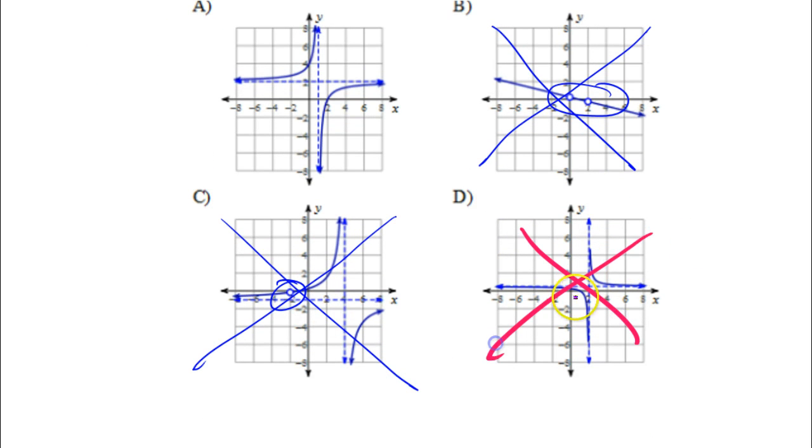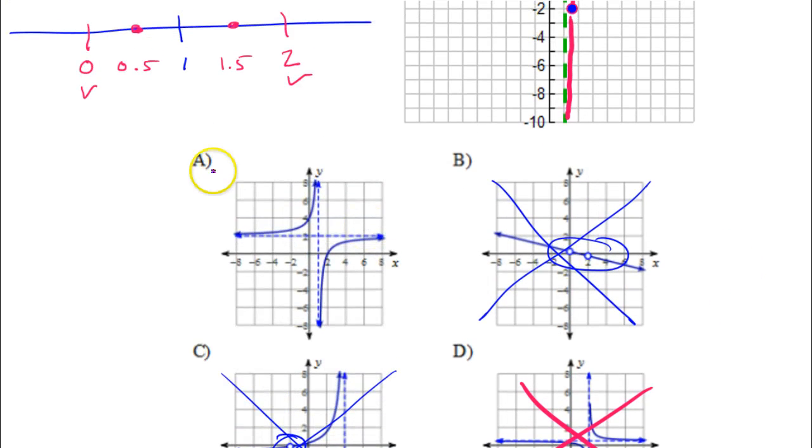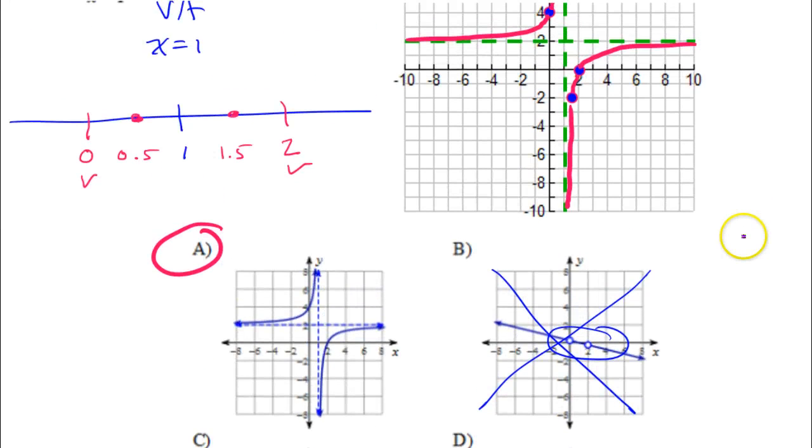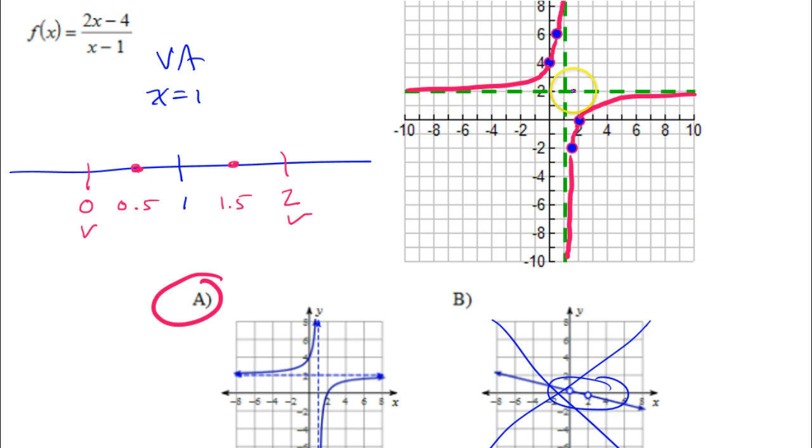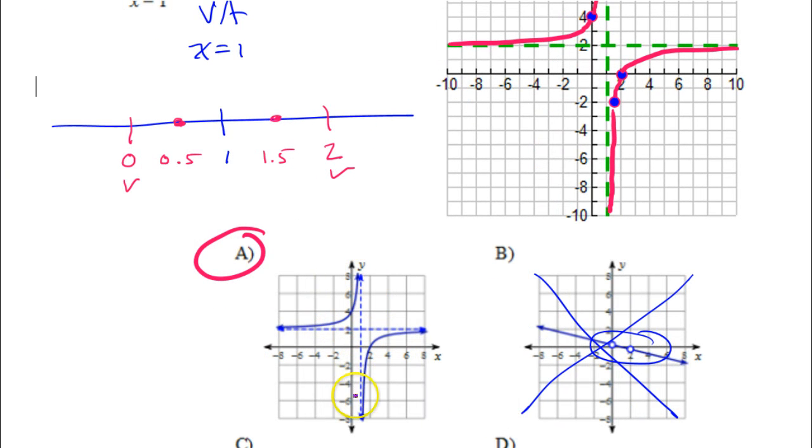Alright, so it's looking like our only surviving possible answer is A. But let's take a closer look. Let's at least check out the asymptotes. So we have a horizontal asymptote at 2 and a vertical at 1, and then we see a horizontal asymptote at 2 and a vertical at 1. Alright, we can even see the intercepts. The y-intercept is at 4, and there it is. The x-intercept is at 2, and there it is. So A is our answer.